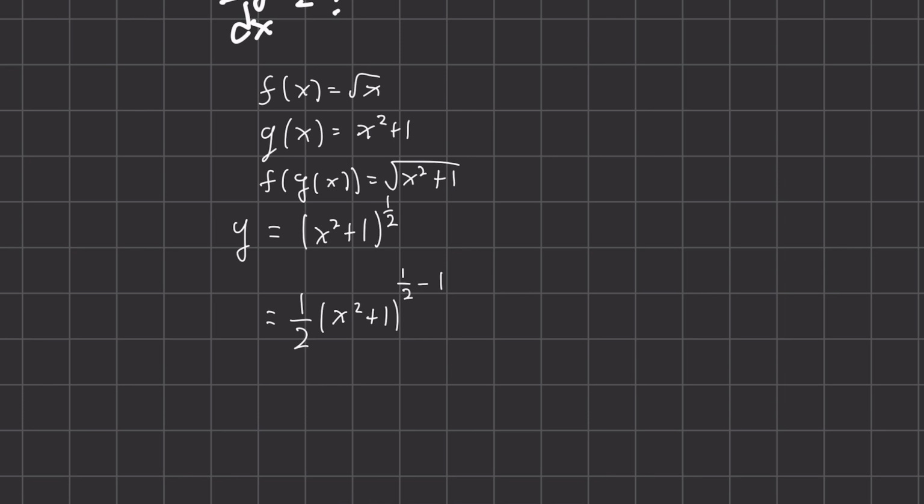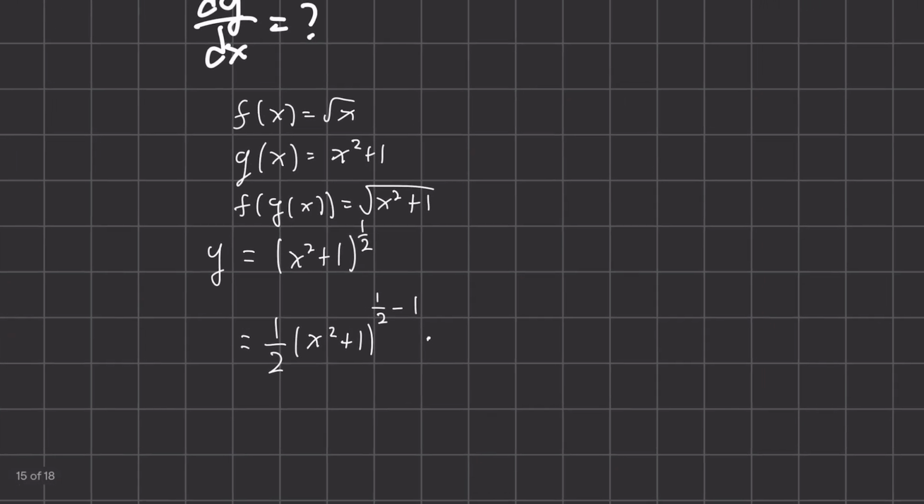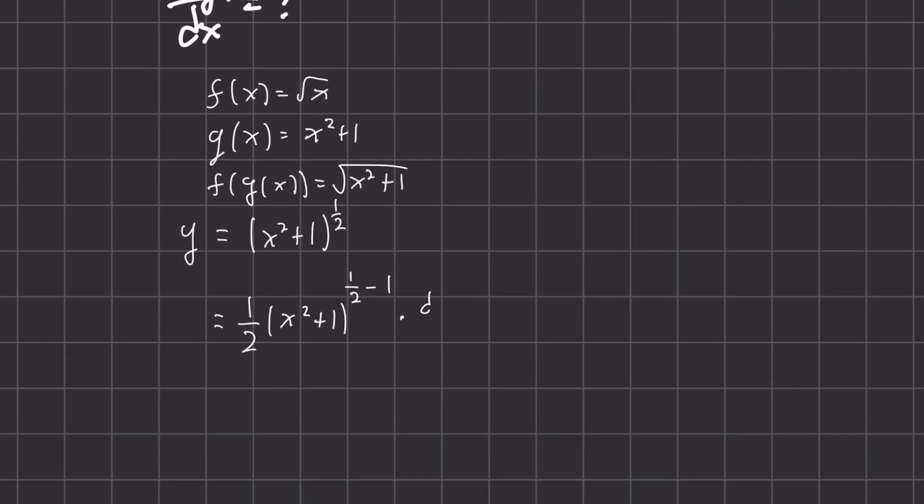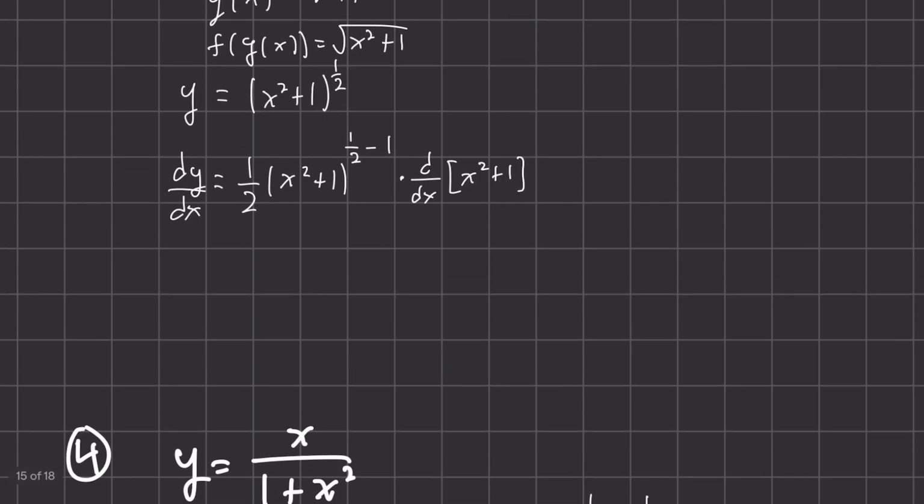But now we want to multiply that, in this case f of g of x, by the derivative of g of x. In this case, g of x is x squared plus 1. Okay? And so we just do that. It's going to be 1 over 2 times (x squared plus 1) to the negative 1 over 2, multiplied by the derivative of x squared plus 1.